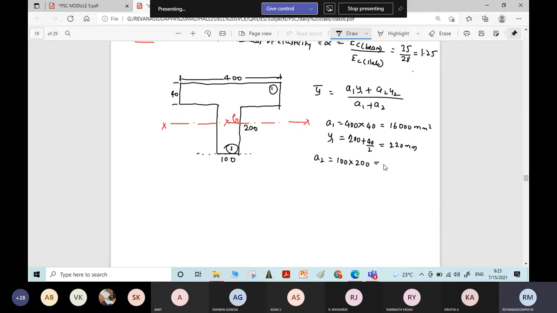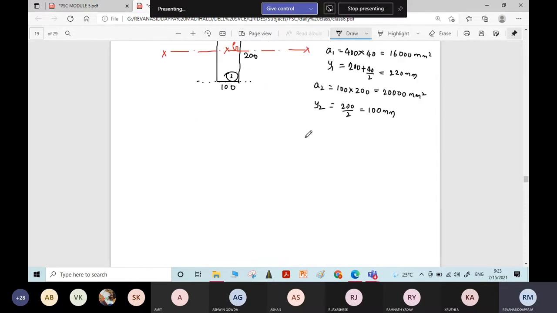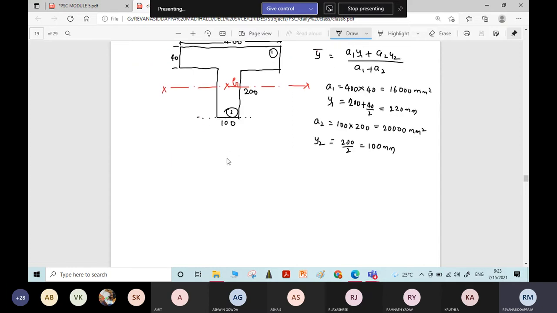Then A2, means area of this beam or rib, is equal to 100 into 200. So it is 20,000 mm square. Then what about y2? y2 is half of depth, that is 200 by 2, we will get 100 mm. Okay, y2 will be equal to 100 mm. You can find the centroid now. Tell me the answer. So before calculating, very important, I'll tell you.